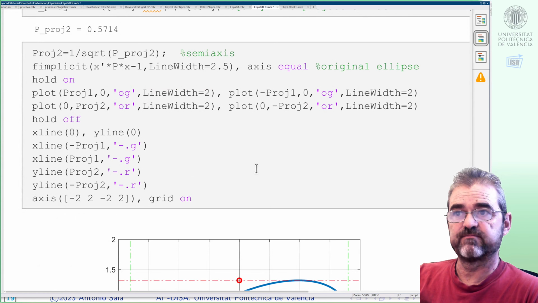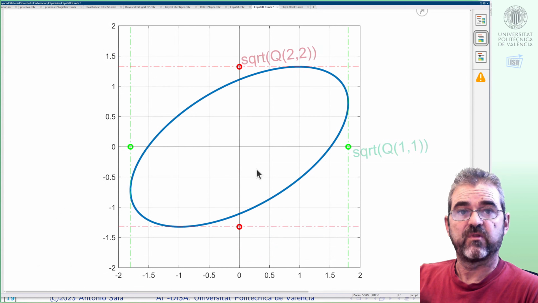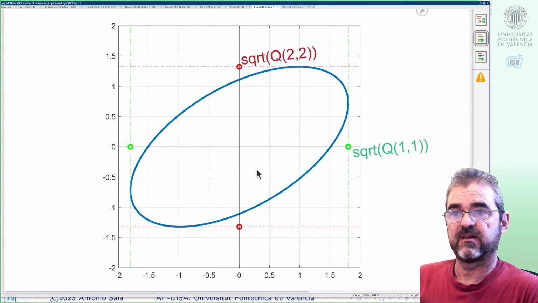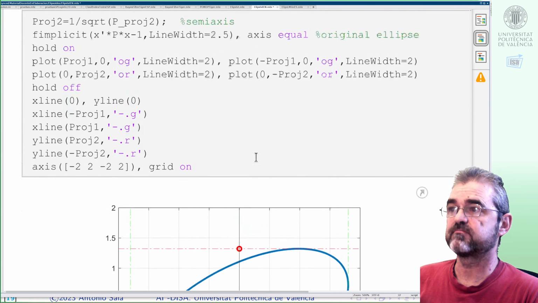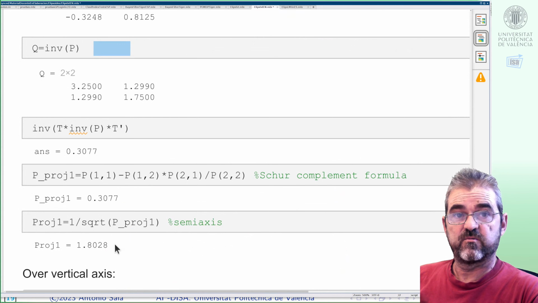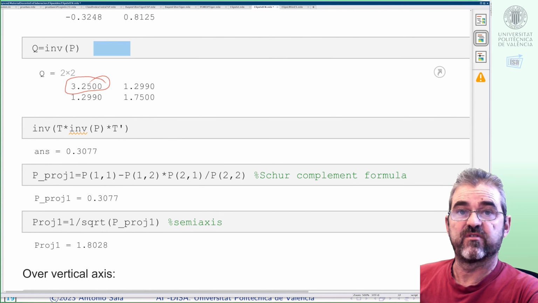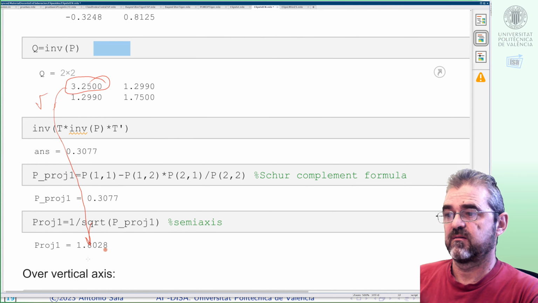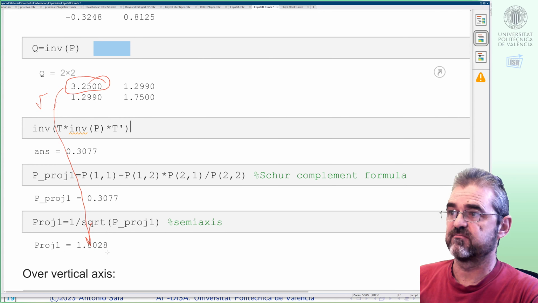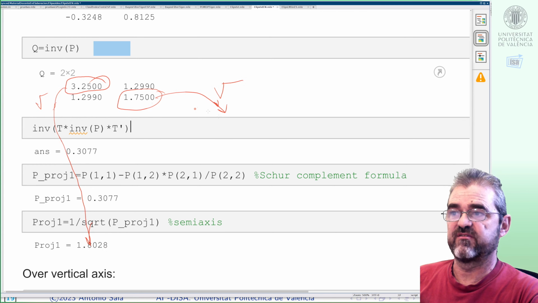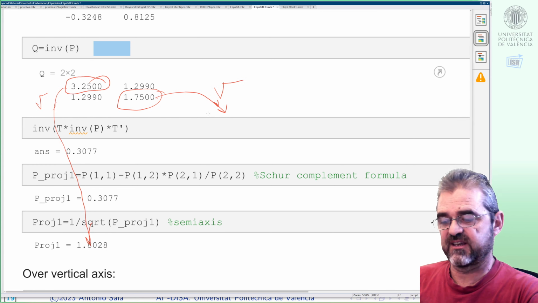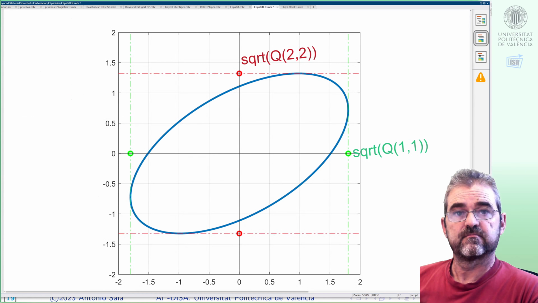So with this code, you can draw here the green and red circles depicting those projections, in which we basically are computing the square root of this element to give this projection, and the square root of this element to give the projection over the vertical axis, like here.